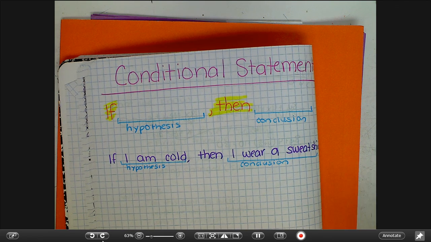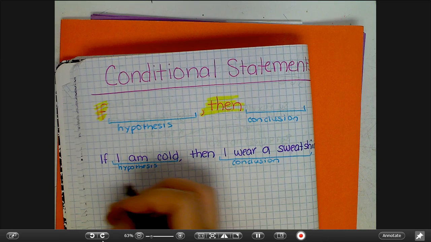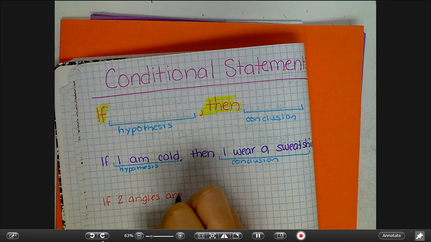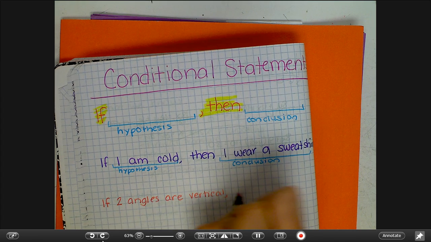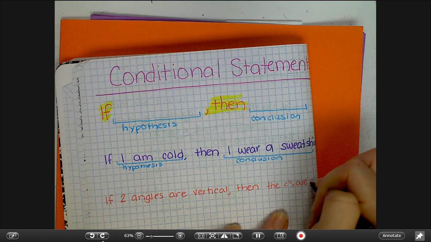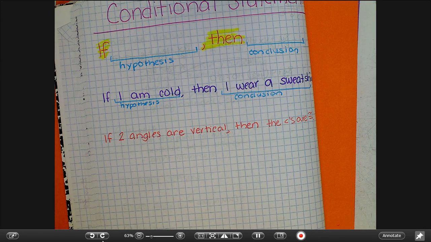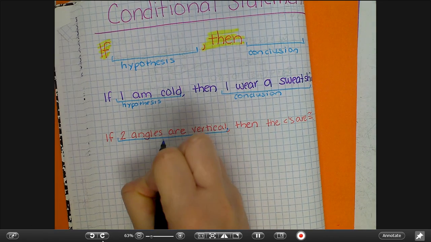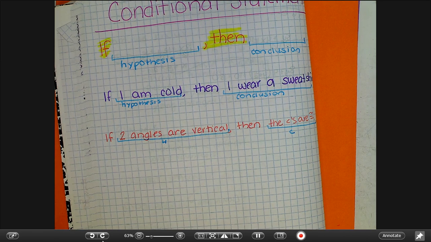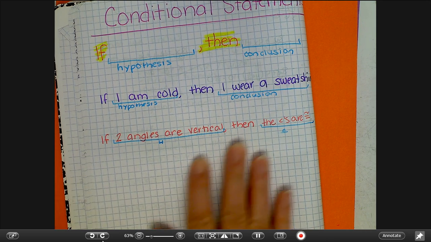So let's see how this relates a little bit more clearly to geometry stuff. So let's think about this one. If two angles are vertical, we've done this before, then the angles are congruent. So we know that's true because vertical angles are always congruent. We have the hypothesis and the conclusion. And there are no counterexamples for that statement because it's always true. But let's look at how we can manipulate this statement. And these are the parts that get tricky.